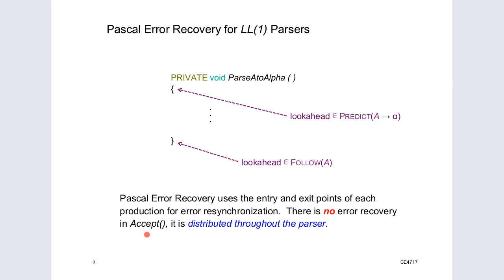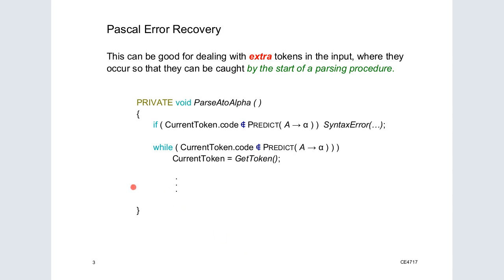On the other hand, in the Pascal technique, the accept routine basically just prints an error message if the current token is not equal to the expected token and continues. Otherwise, it just advances the look-ahead pointer, but it doesn't do any error recovery. Instead, the error recovery in the pure Pascal technique is distributed throughout the parser. Basically, it's a number of error recovery calls in every parsing production. So we could think of something like this.